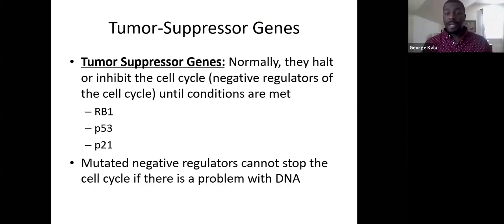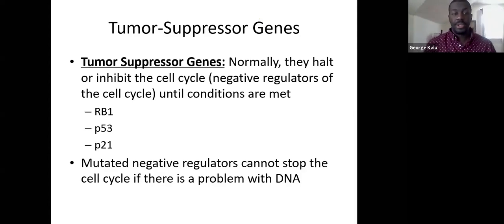Tumor suppressor genes are involved with stopping or halting the cell cycle until conditions are met during those checkpoints. When you go to the G1 checkpoint, the tumor suppressor genes stop you there until all those conditions are met. Then you move to the next one. They'll stop you at the G2 checkpoint until those conditions are met, and then at the M checkpoint. So they're in charge of stopping the cell cycle at each checkpoint so the cell can make sure all the conditions of that checkpoint are met. So these are normal genes.